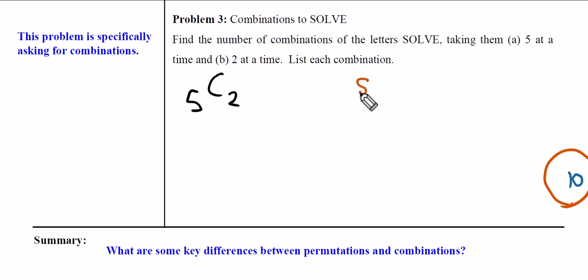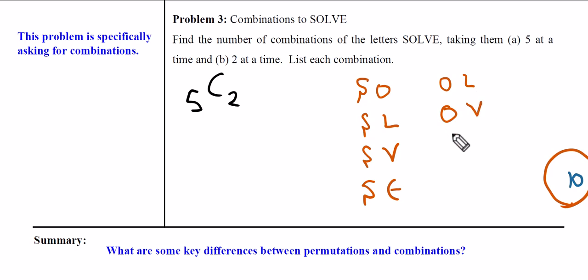Well, we could do SO. We could do SL, SV, SE. We can move on to the O, so that's OL, OV, OE. Move on to the L, that's LV, LE. And then move on to the V, that's VE. 1, 2, 3, 4, 5, 6, 7, 8, 9, 10.